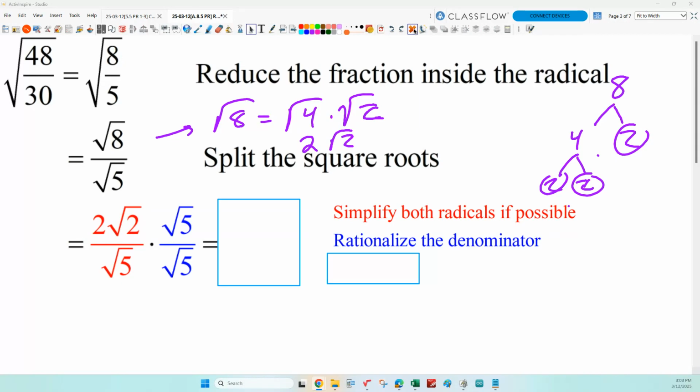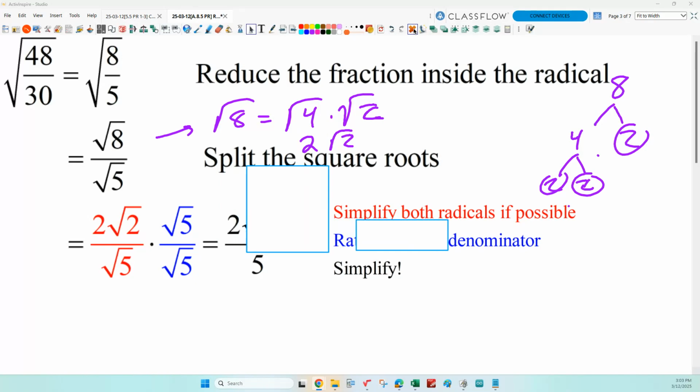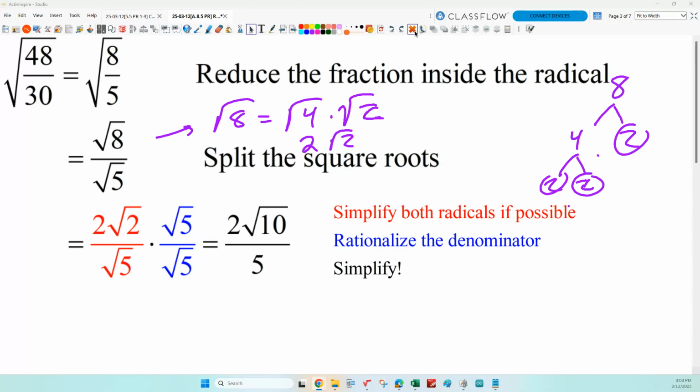Okay, what's that give me on the bottom? 5. You multiply a square root times itself, it's like squaring it, and so I just get a 5. What do I get on the top? What's my outside number going to be? 2. What's my inside number going to be? 10. 2 times the square root of 10. Okay, make sense? Everybody good with that?